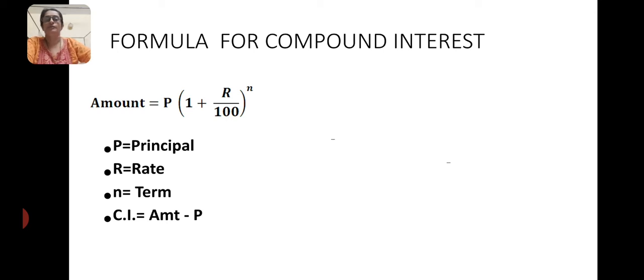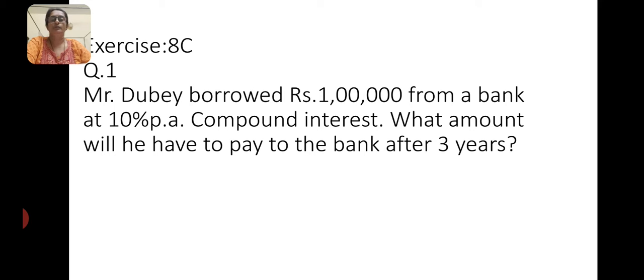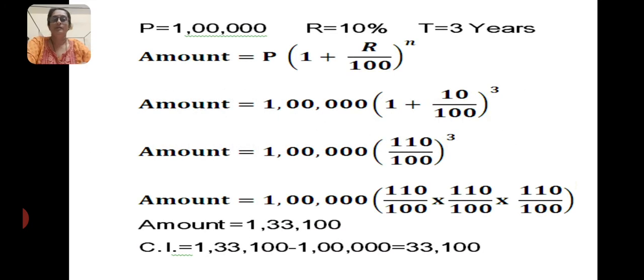So let us solve a few examples now. The first question is, Mr. Dubey borrowed rupees 1 lakh from a bank at 10% per annum compound interest. What is the amount he has to pay to the bank after 3 years? So directly we are going to use the formula and calculate the amount. The formula is amount is equal to P in the bracket 1 plus R upon 100, raised to n. P is given as 1 lakh, rate is 10% and term is given as 3.